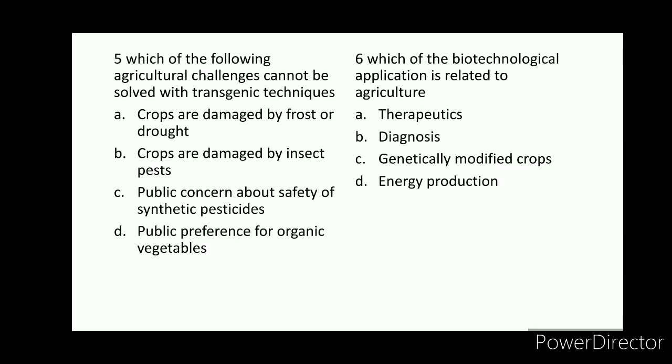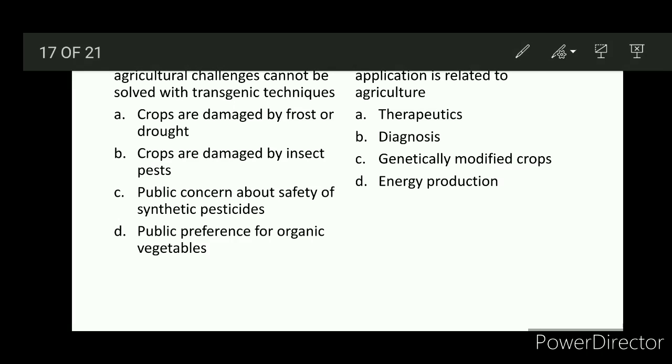Option D, public preference for organic vegetables. Yes, this is the main concern. Whatever we do, the hybrid varieties and organic vegetables are what the public prefers, and that cannot be resolved through genetic engineering techniques. So option D is the right answer. Option D is the right answer. Then moving on to the next question.